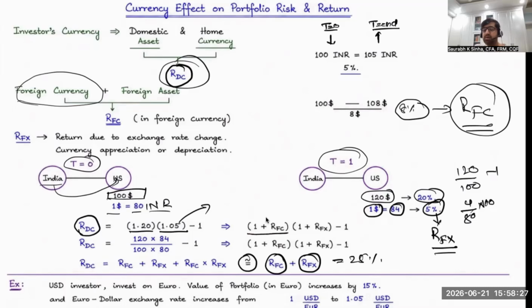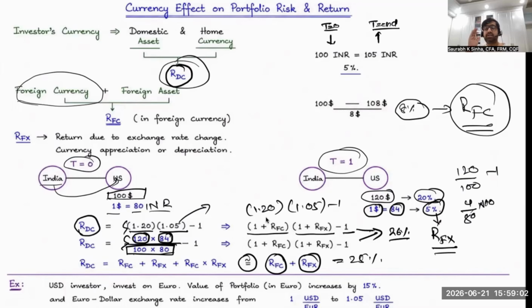And that's why we are writing 1 plus RFC into 1 plus RFX minus 1. So which is 1.20 into 1.05 minus 1. Or you can simply say that the final value is 120. Convert it into INR, divided by the initial investment, which was 100 into 80. This and this are identical. At the end, you will get the value which is 26%. This is the accurate value to calculate the RDC, the return in the domestic currency, if there is an investment in the foreign currency. Okay.